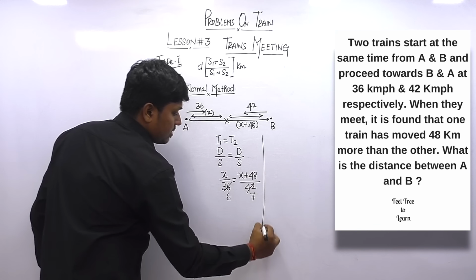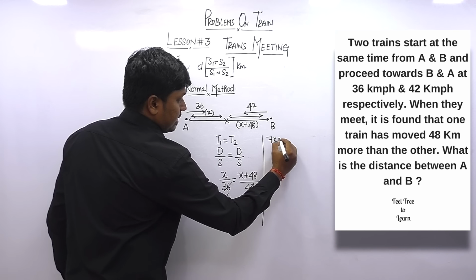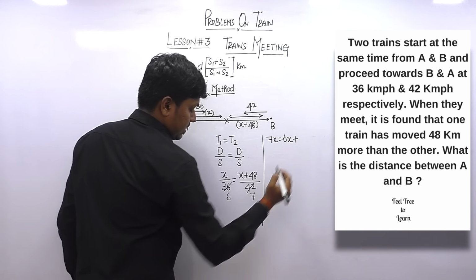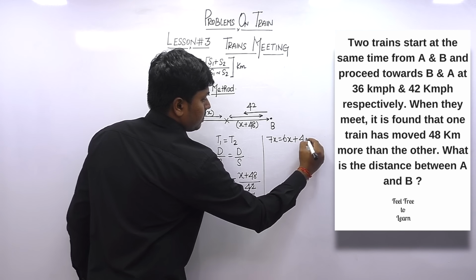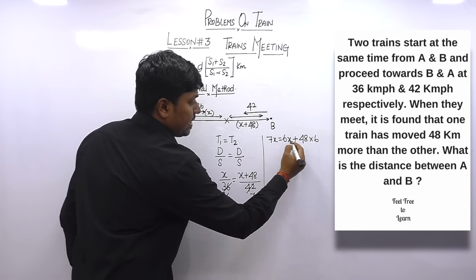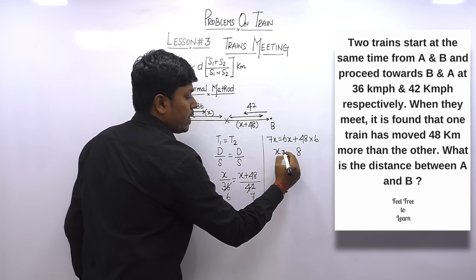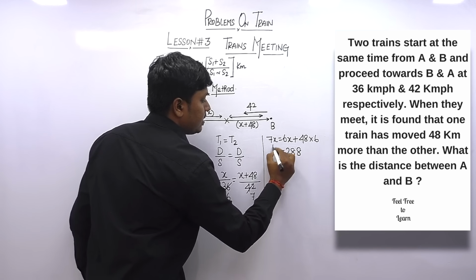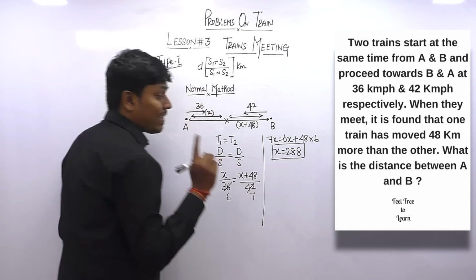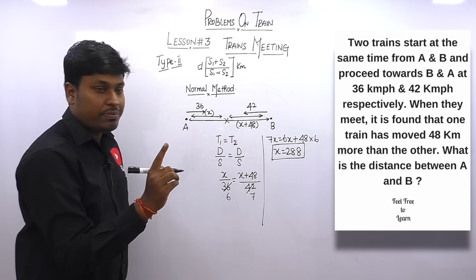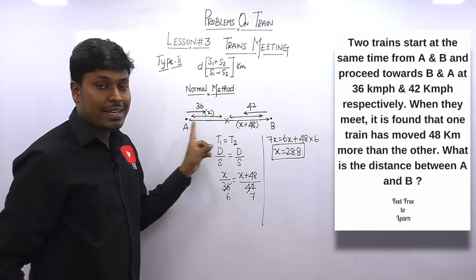So once you cross multiply, 7x is equal to 6x plus 6 into 48. So 48 into 6. 7x minus 6x will be x. 8 6s are 48, remaining will be 4, 24, 28, 288. So we got an answer. The value of x is 288, but our target is to find the distance between station A and station B.